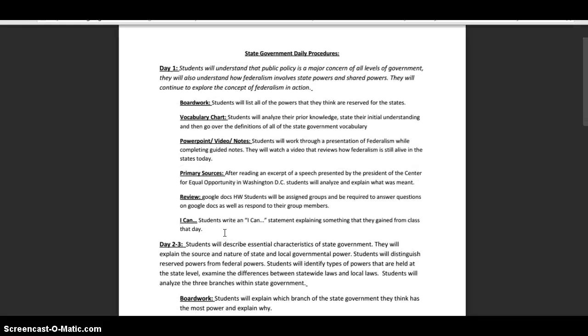I also have my students write a daily I can statement. Usually it's meant to summarize what they've learned for that day. If they can't figure something out to write for the I can statement, that's when they would address questions with me, where they would write something like, I can't understand something.